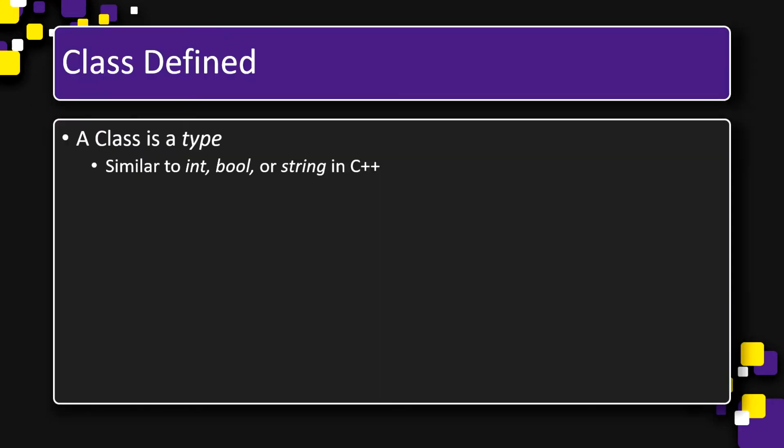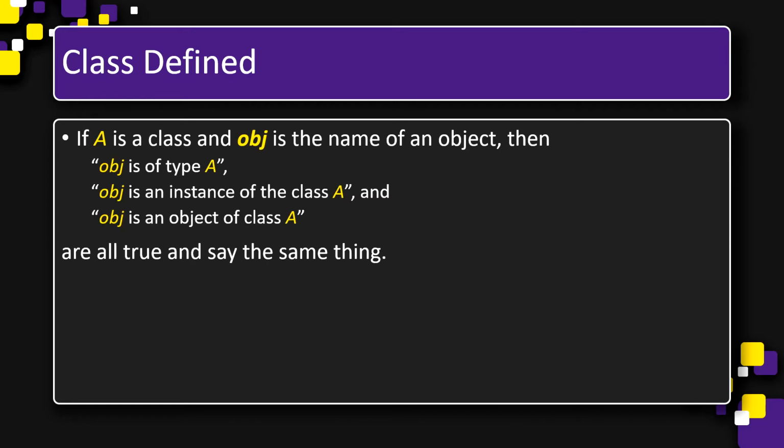So like I mentioned in the previous video, it's very similar to int, bool, or string in C++. It's a type, it's a data type. We're defining a new data type, and we're calling that a class. All right. So if A is a class and obj or object is the name of an object, then obj is of type A, and obj is an instance of class A, and obj is an object of class A are all true, and they all mean the same thing.